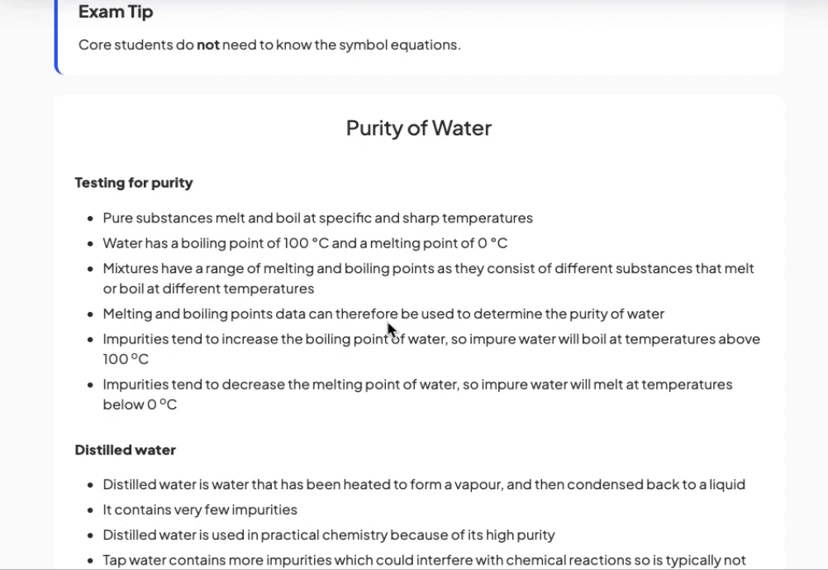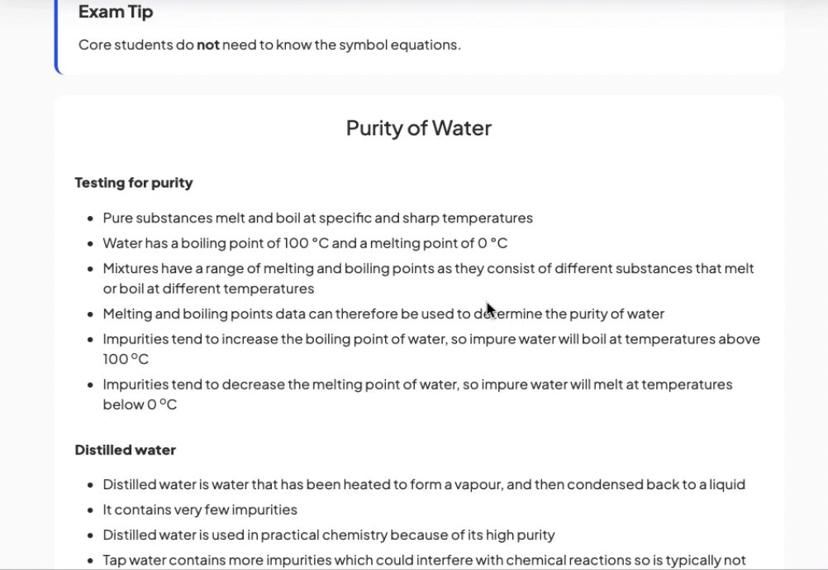So when water is boiling exactly at 100, you know that it is pure water. If it's boiling above or below 100 degrees Celsius, it means that it's not pure water. It needs to be purified. Melting and boiling point data can therefore be used to determine the purity of water. If you want to know whether water is pure, you have to test its melting point and its boiling point.